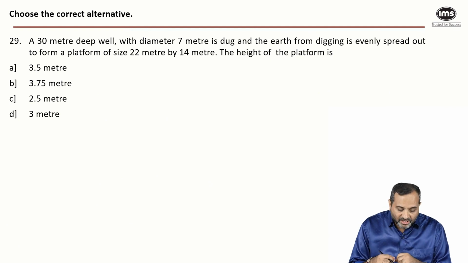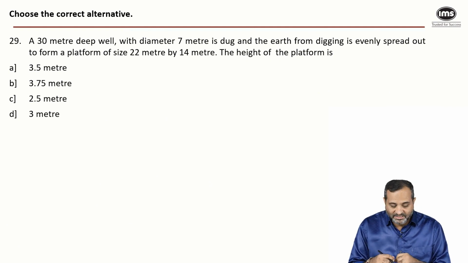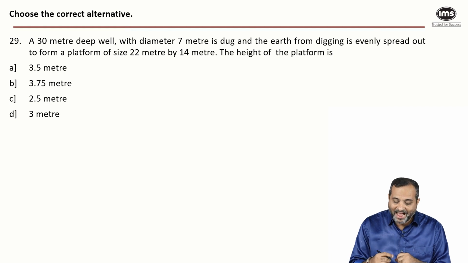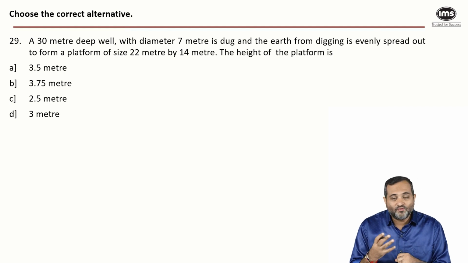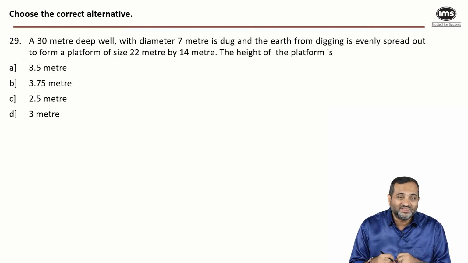A 30-meter deep well with diameter 7 meter is dug and the earth from digging is evenly spread out to form a platform of size 22 by 14. I want to find the height of the platform. First of all, what is a well? A well is considered to be a cylinder.